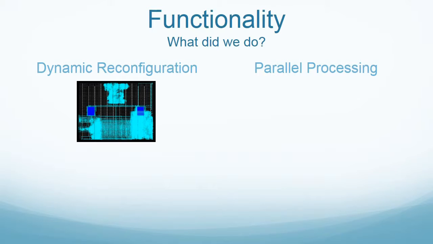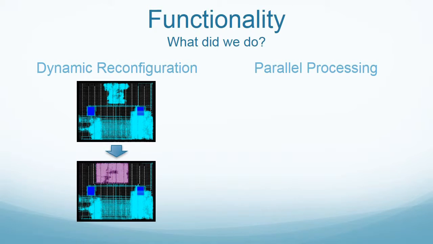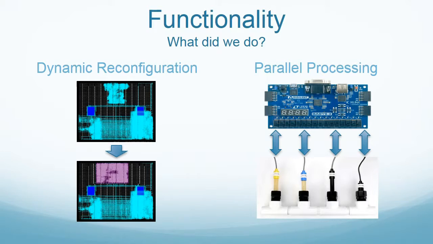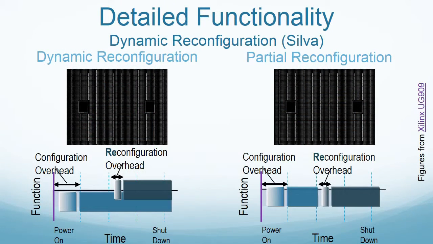The first thrust is to create a user-friendly dynamic reconfiguration environment. Dynamic reconfiguration exists to program a chip and then reprogram a portion of the chip without interrupting computation in the unaffected portions of the FPGA. The parallel processing aspect of this project reads from multiple sensors in parallel, interprets the results, and presents them in human-readable form. So first, I will talk about the dynamic reconfiguration piece.